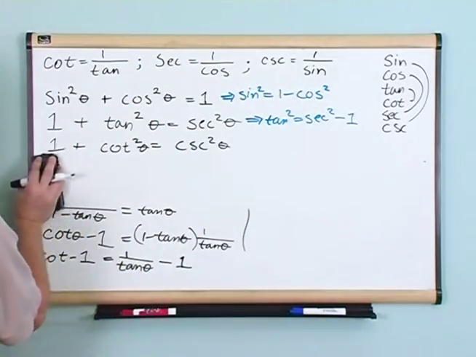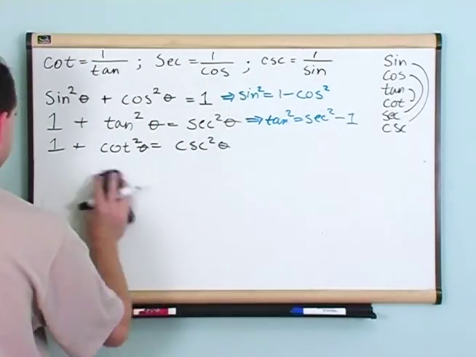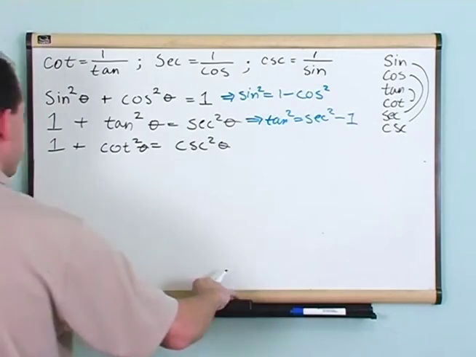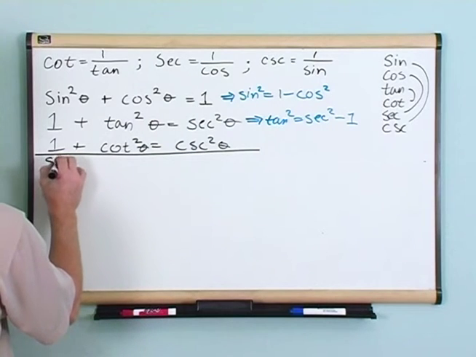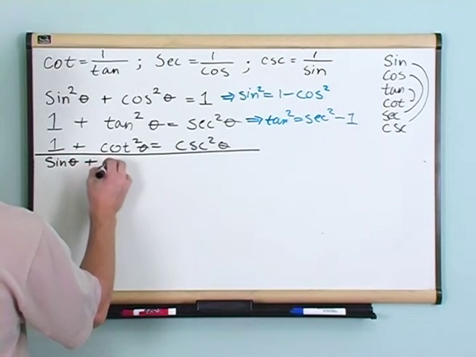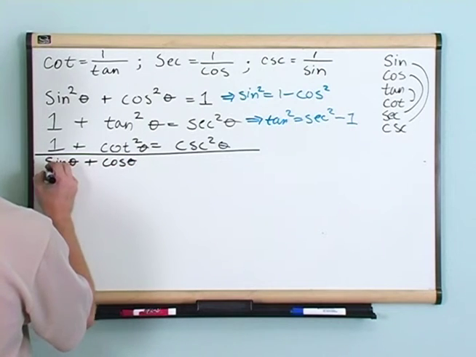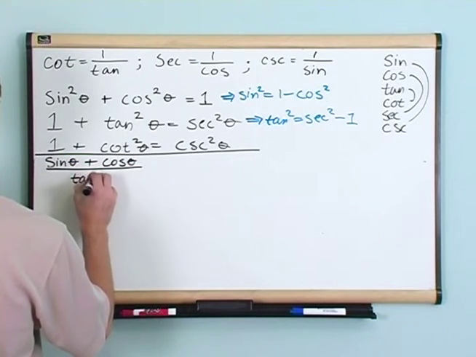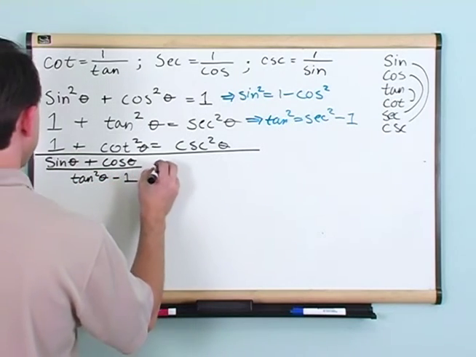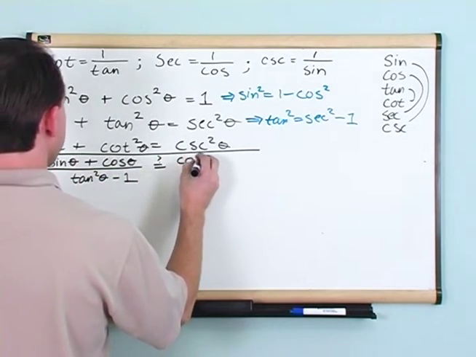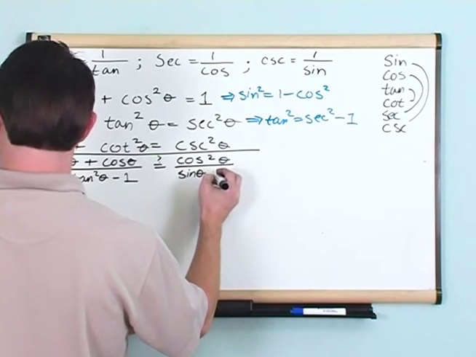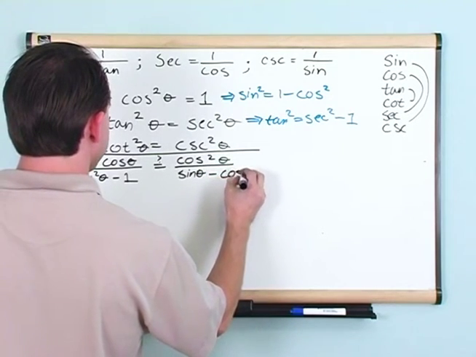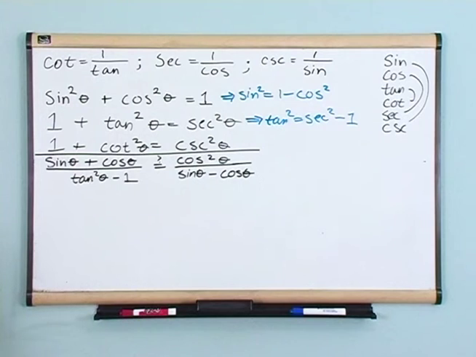We'll do one final problem in this section on trig identities and wrap things up. What if I had sine of theta plus cosine of theta over tangent squared of theta minus 1 equals question mark cosine squared theta over sine theta minus cosine theta. So this is sort of a graduate level problem here. See if we can figure out how to do this.